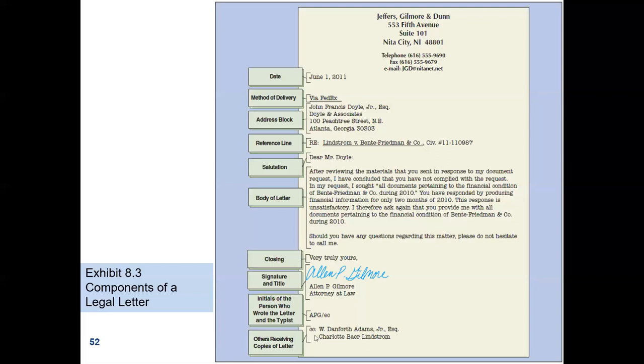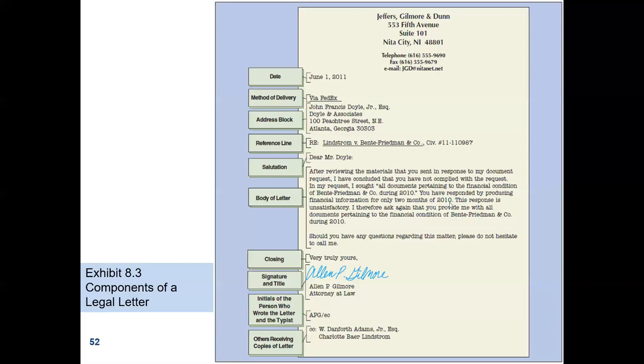In that case, probably the BCC would be on a separate page, so a page 2. And in that case, John would see that Danforth is getting a copy of the letter. And Danforth would see that John was getting a copy of the letter. But neither John nor Danforth would be able to see that Charlotte is getting a copy of the letter. Charlotte would be able to see that both John and Danforth are getting the letter. So it's a way to be more discreet about some communications, in this case to the client or to somebody else, maybe to an expert witness who's been hired to handle the case. There can be lots of reasons why you do BCCs.